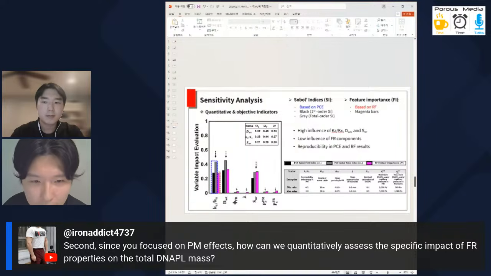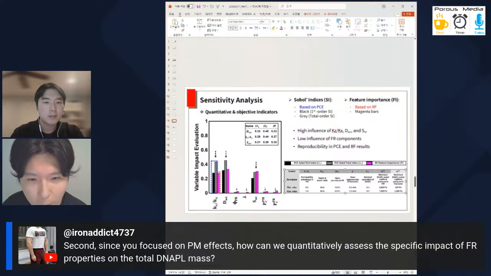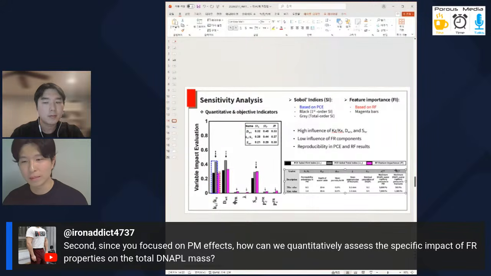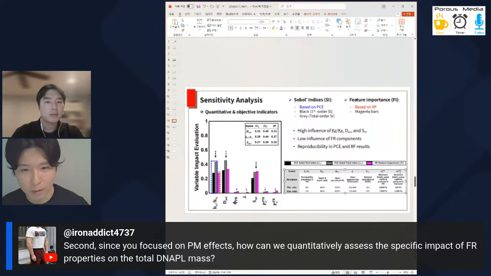Another thing is that these properties are independent, so they have less impact on each other. This is really important when you take probabilistic predictions or analysis. So I chose these properties because I found that they show less impact on each other. So yeah, several reasons are here.